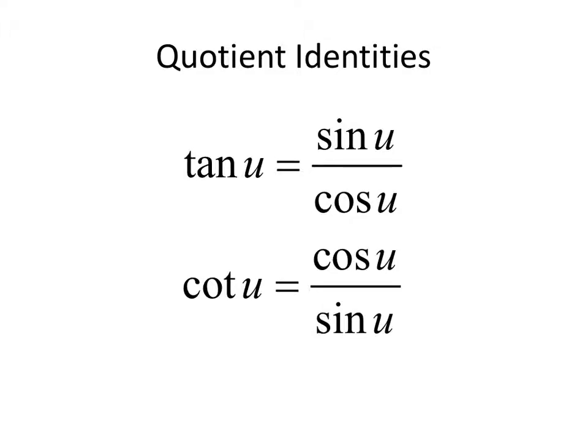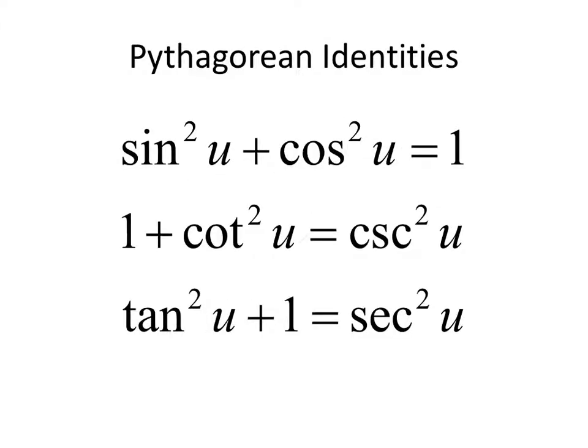Quotient identities. Our Pythagorean identities, our main one, sine squared u plus cosine squared u equals 1, comes to us from the unit circle. And then the next two, the one where cotangent and cosecant and tangent and secant are paired up, if we divide this original equation by sine squared, we'll get the first equation. If we divide this original by cosine squared, all three terms, we'll get the third Pythagorean identity. Again, if you need to write them down, hit pause.